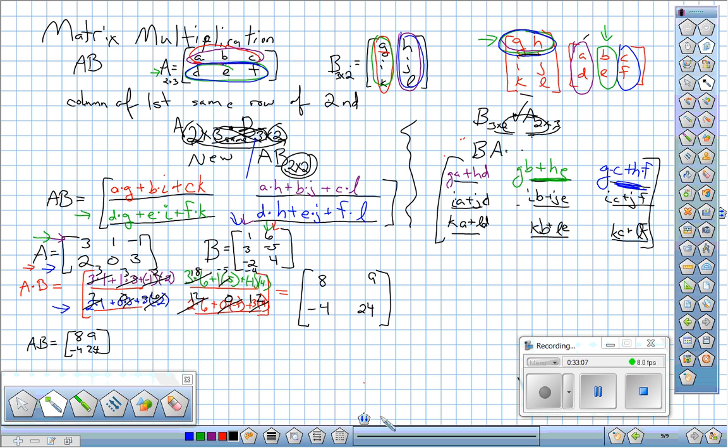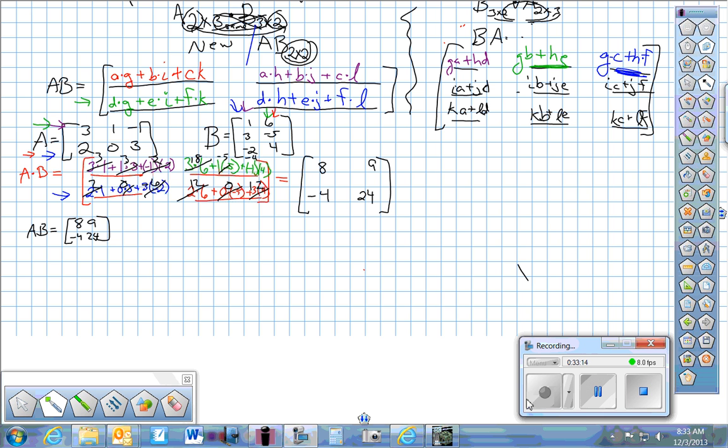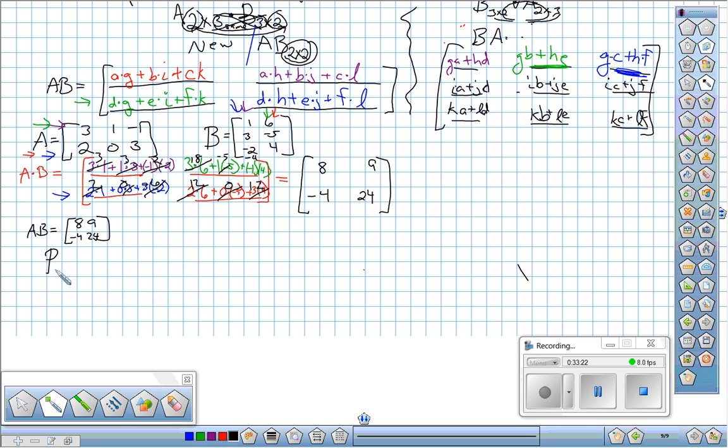I will also do B times A in class tomorrow. So if you need help doing A times B, we'll go ahead and do that. We also have some properties of matrix multiplication that you need to list off for yourself. So, properties of matrix multiplication.